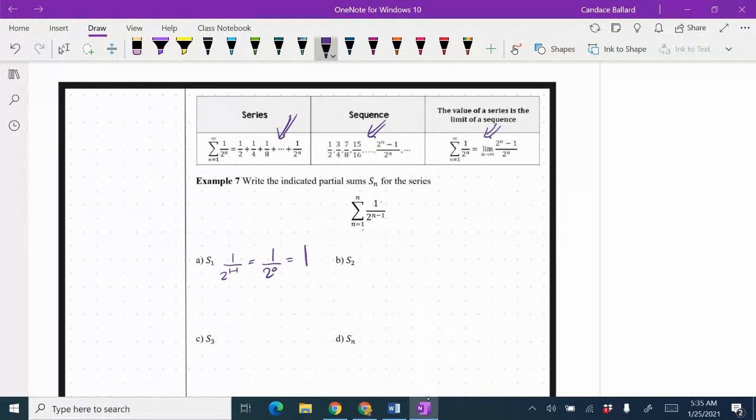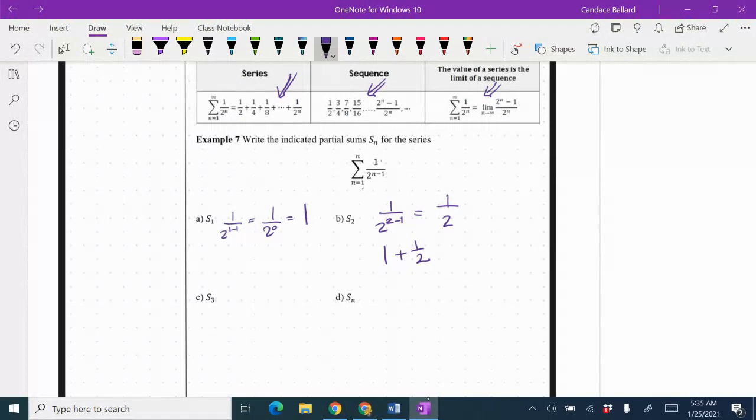For my second partial sum, the first thing I'm going to do is put a 2 into this sequence. So 1 over 2 to the 2 minus 1, which would be 1 over 2. So my sequence of partial sums would be 1 plus 1/2.